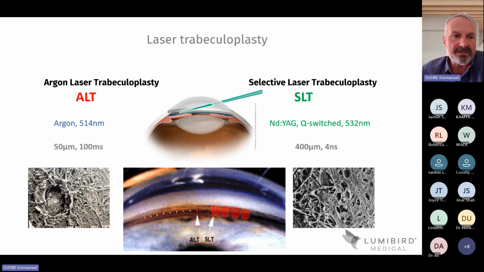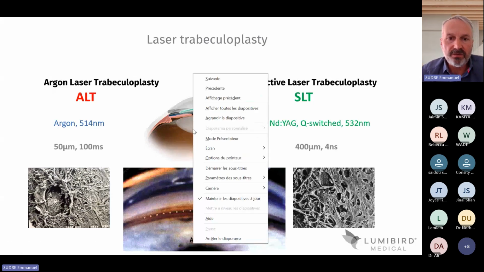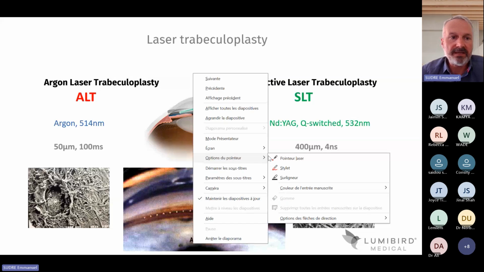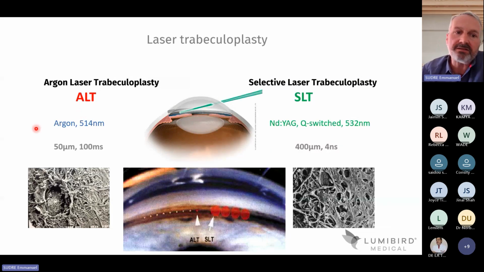In the past, there was the argon laser trabeculoplasty, which is considered the old technique that used a traditional argon laser, 514 nanometer, which gave damage to the trabecular meshwork because the technique was to make small holes in the trabecular meshwork. The new SLT technique, which is not new now because it has existed for 20 years, was developed by Dr. Mark Latina.